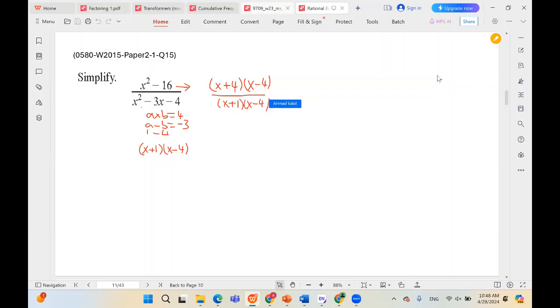And we would cancel these out together. So we would be left with x plus 4 over x plus 1. This would be the final answer.